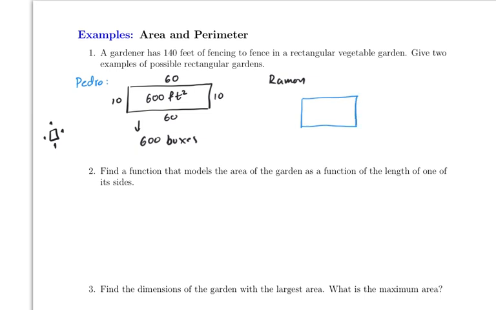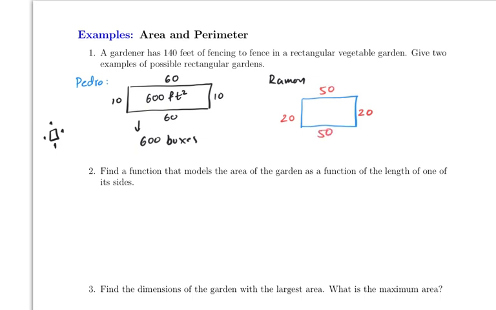Both of them have the same constraint. That's the whole point. The constraint, both of them, is they can only use 140 feet of fence. But let's say that Ramon decides to do this: I'm going to put 20 here, 20 there. So therefore, 50 has to go there, and 50 goes there.